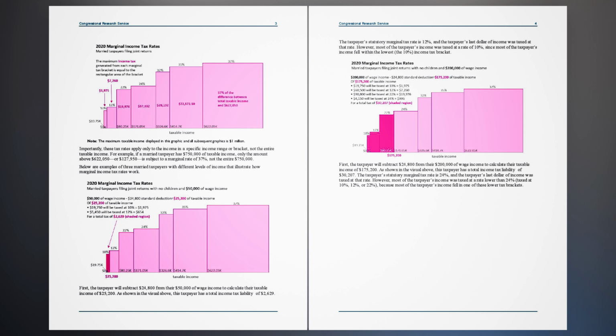First, the taxpayer will subtract $24,800 from their $200,000 of wage income to calculate their taxable income of $175,200. As shown in the visual above, this taxpayer has a total income tax liability of $30,207. The taxpayer's statutory marginal tax rate is 24%, and the taxpayer's last dollar of income was taxed at that rate. However, most of the taxpayer's income was taxed at a rate lower than 24%, taxed at 10%, 12%, or 22%, because most of the taxpayer's income fell in one of these lower tax brackets.